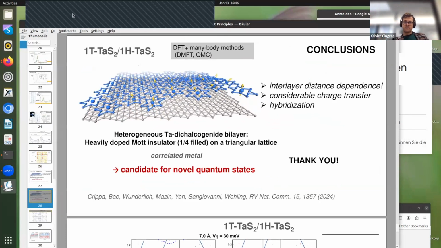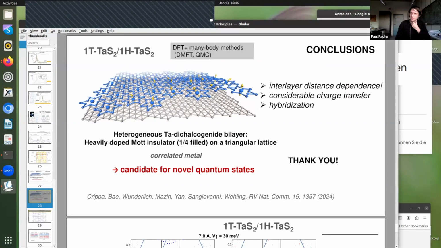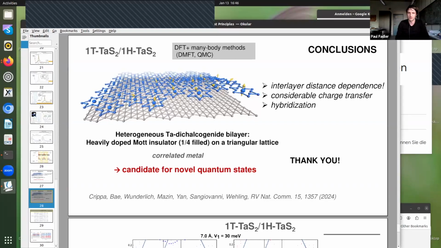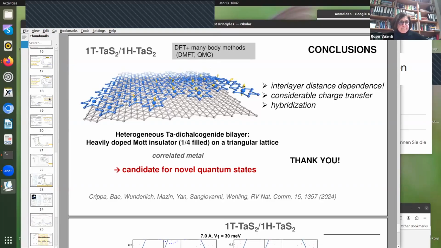Paul, go ahead. Thanks for the nice talk. I'm wondering, since this 1T tantalum disulfide was, for example, considered by the group of Fausti to induce some phase transitions using the electromagnetic environment, do you have an estimate of how far you would have to separate these two layers in order for the charge transfer effects that you focused on to no longer appear? To use this as a platform to screen with plasmons.